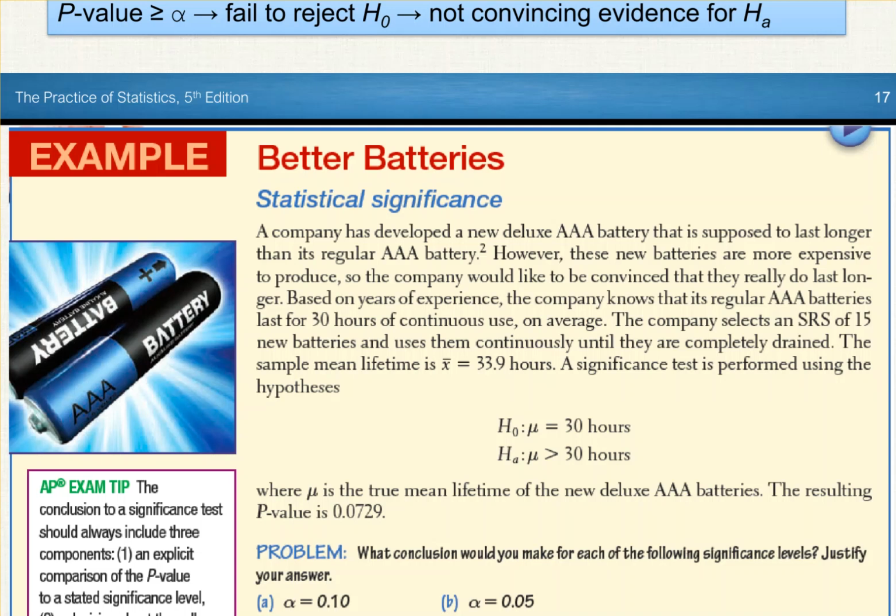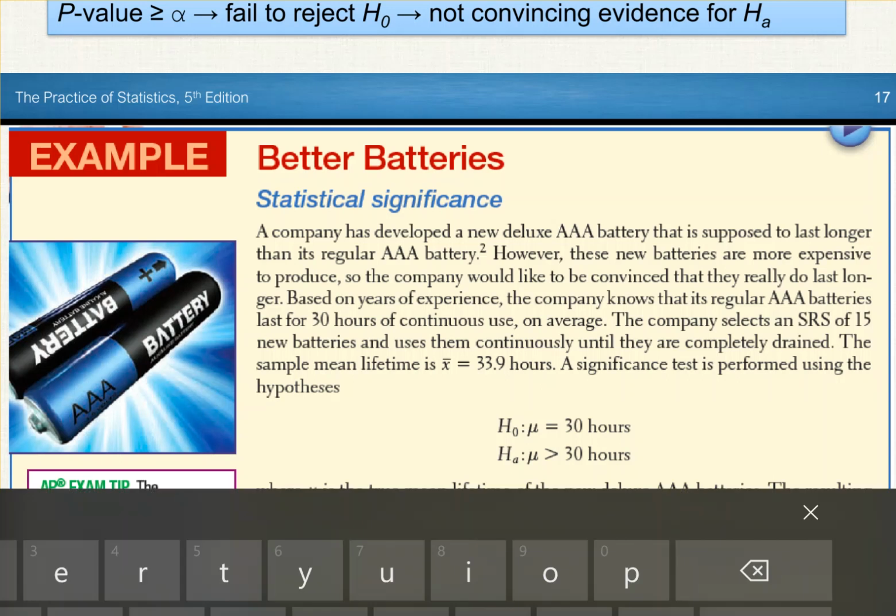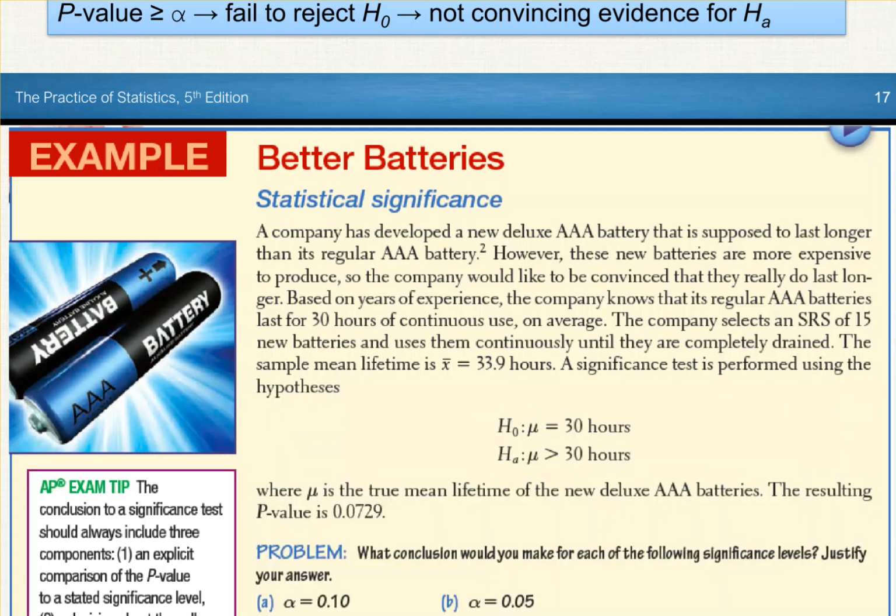A significance test is performed using the hypotheses: the null hypothesis is mu equals 30, and the alternative hypothesis is that mu is greater than 30, where mu is the true mean lifetime of the new deluxe AAA batteries. The resulting p-value is 0.0729. So that's not quite the probability, but if we did a bunch of samples, we would end up with x bar being 33.9 or higher in about 7.3% of the samples.